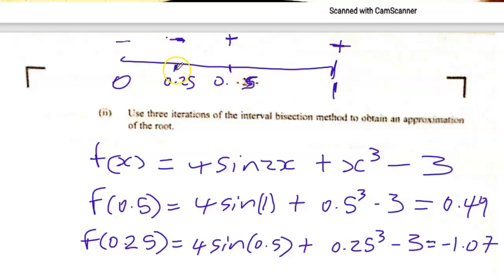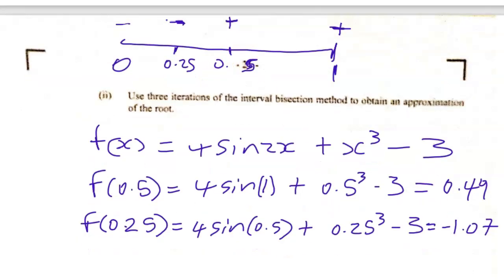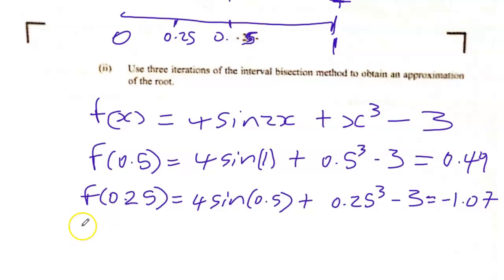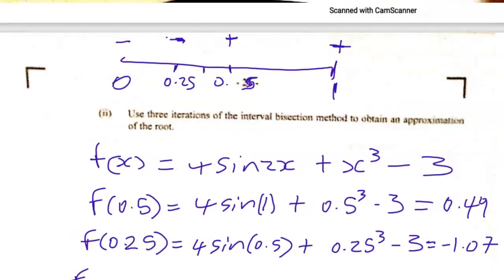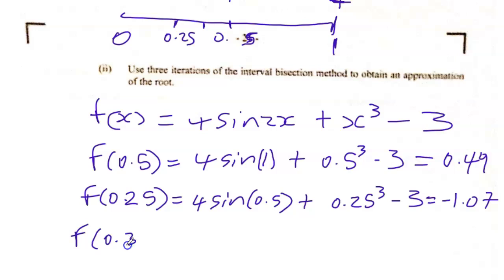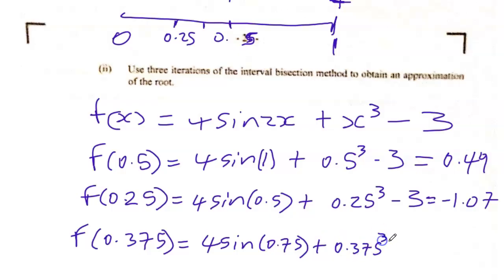So we find the midpoint of that. To get the midpoint, we add 0.25 and 0.5, divided by 2. We get 0.75, 0.75 divided by 2. That's 0.375. So now we're going to find f of 0.375. So that would be 4 sine 2 times 0.375, that's 0.75, plus 0.375 cubed minus 3, and that is equal to negative 0.22.